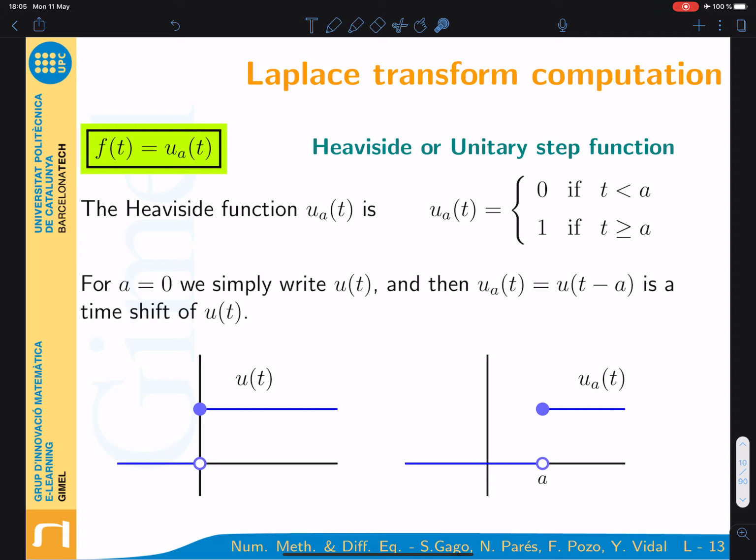The definition of this function is pretty simple. It's a function that is zero when t is smaller than a, and is one when t is greater than or equal to a. So if we plot it, it looks like this, okay? We have a point here that is a, and the function is zero when t, now the x-axis is t. So when t is smaller than a, the function value is zero. And after a, if t is greater than or equal to a, the value switches to one. Okay, so this value here is one, okay?